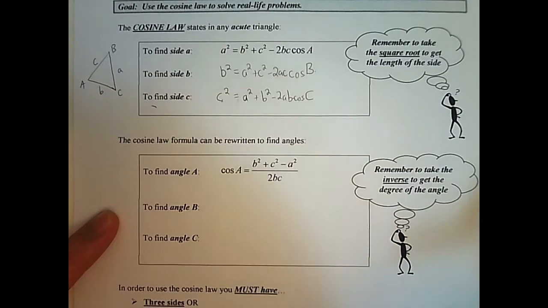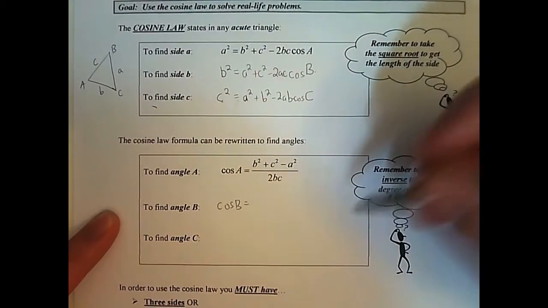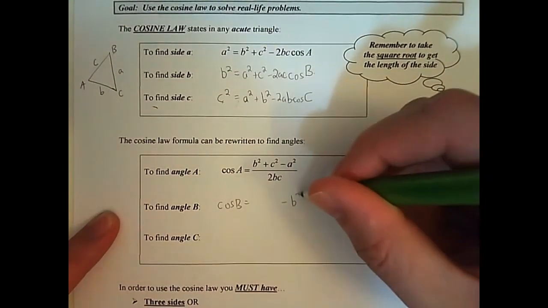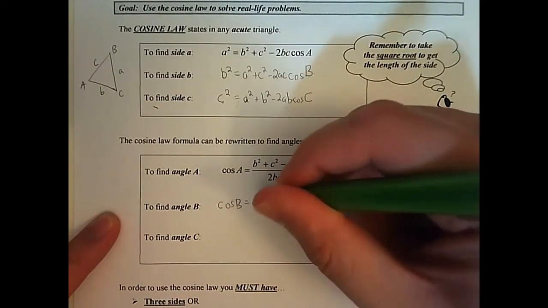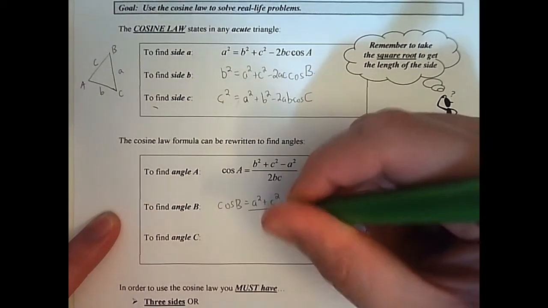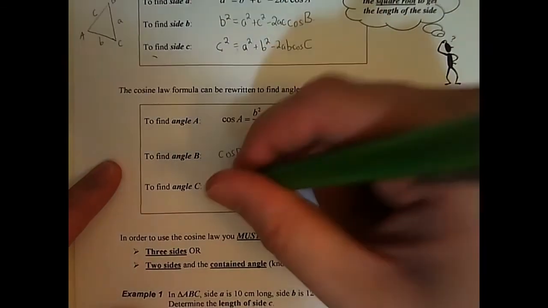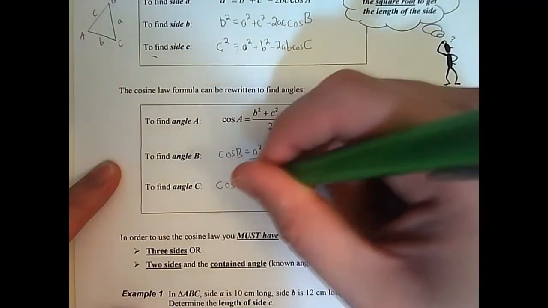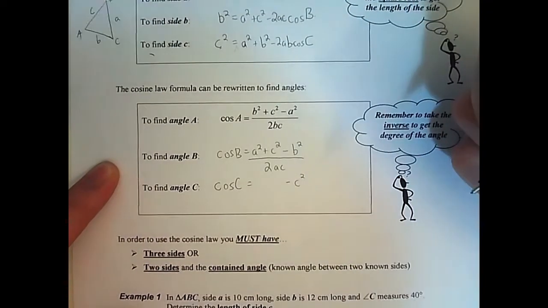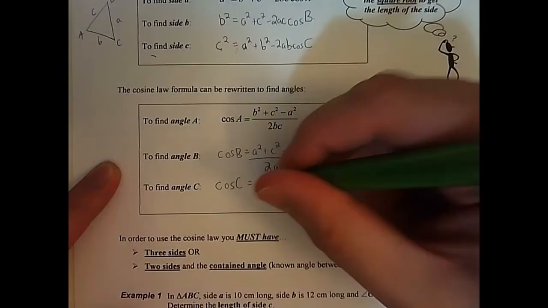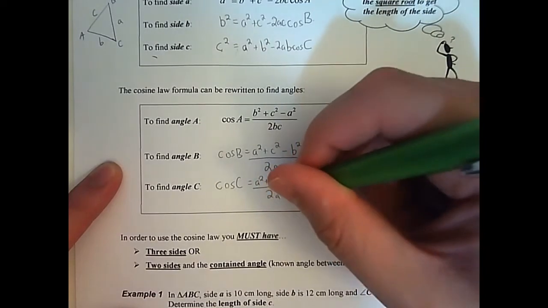If I wanted it for angle B, it's cos B, and then it's always minus whatever the angle is, it's going to be minus that side, and the rest is just the other letters. So cos B equals a squared plus c squared minus b squared over 2ac. And then if I wanted angle C, cos C, and then side c is at the end, equals a squared plus b squared minus c squared over 2ab at the bottom.